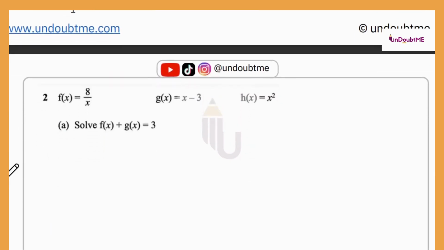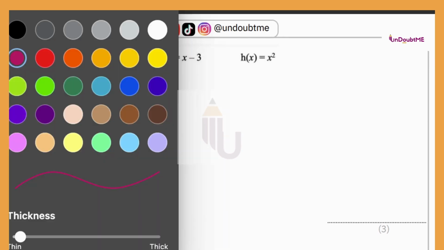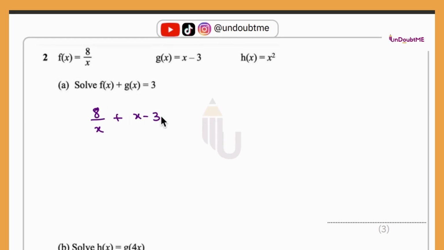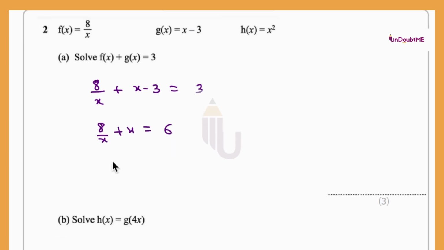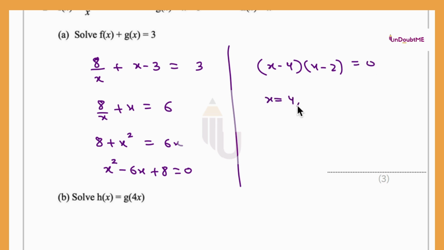Then the next question, we have f(x), g(x), h(x) given. We have to solve for f(x) + g(x) = 3. So I'll just quickly move forward. 8/x + x - 3 = 3. Then 8/x + x = 6, adding 3 on both sides. Then multiplying by x on both sides will give me 8 + x² = 6x. And then x² - 6x + 8 = 0. The factors for this will be (x - 4)(x - 2) = 0, and that will give me x = 4 and 2. These are the values of x for which f(x) + g(x) = 3.